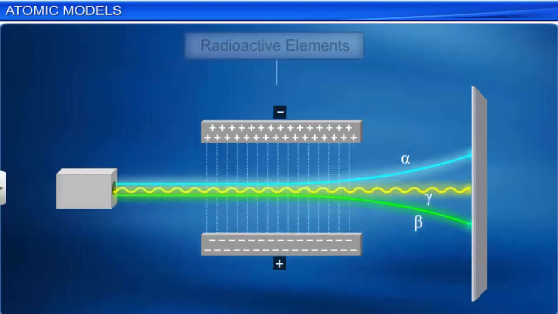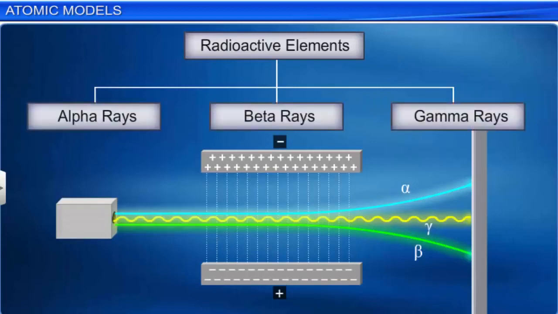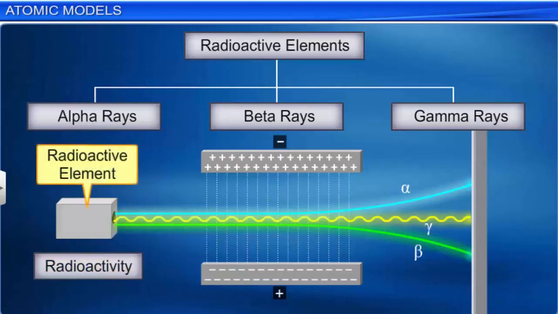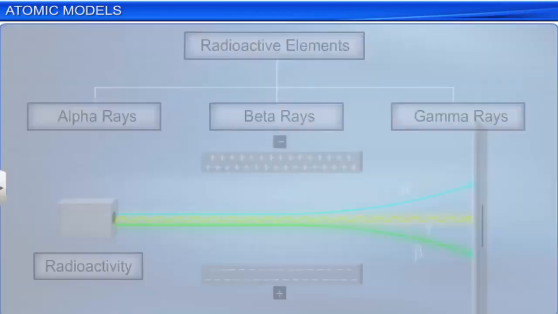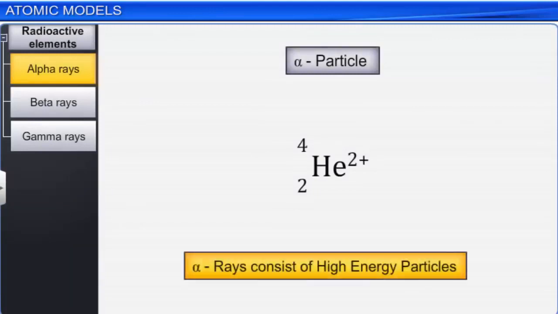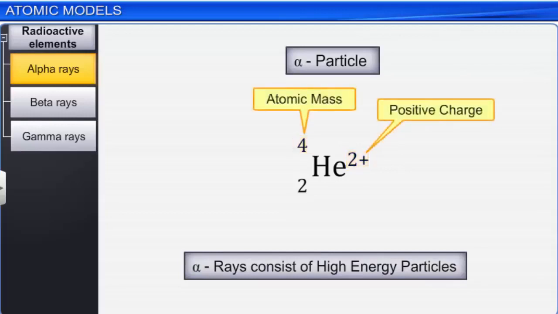We know that certain elements emit radiation on their own, and this phenomenon is called radioactivity. The elements are known as radioactive elements. The alpha rays are emitted by these radioactive elements along with beta and gamma rays. Rutherford found that alpha rays consist of high-energy particles carrying 2 units of positive charge and 4 units of atomic mass. Hence, these particles are dipositive helium nuclei.